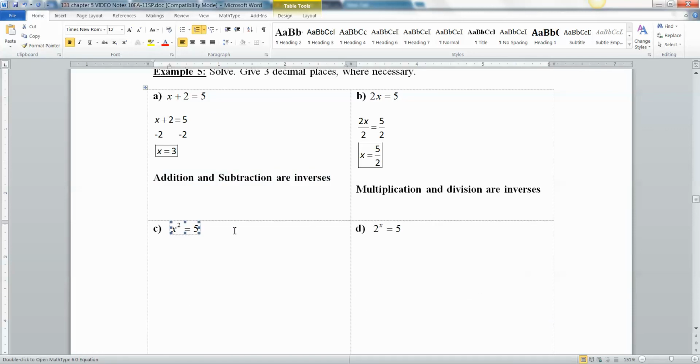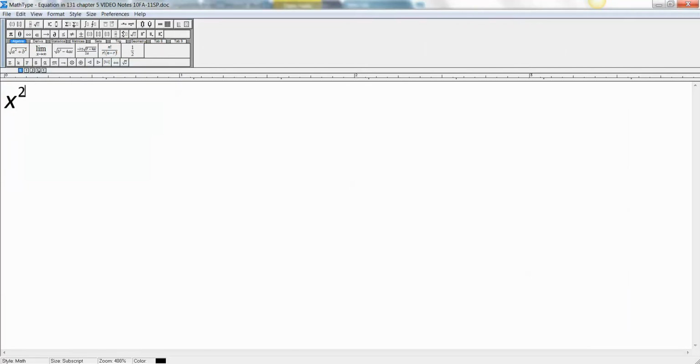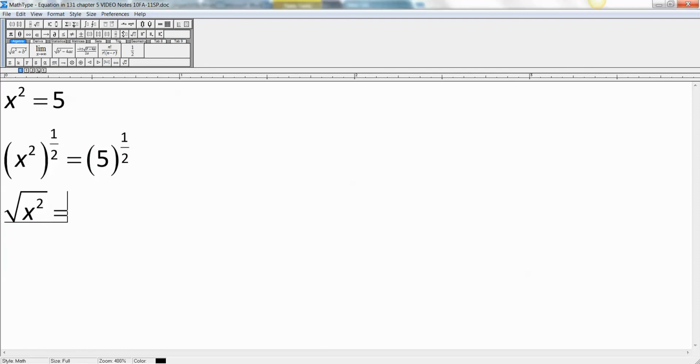But then we've also picked up on a harder one, which is right here. When x is squared, we learned this in sections 4.1 and 4.2. So if you have x squared equal to 5, to get x by itself, I'll raise both sides to the 1/2 power, or in other words, take the square root of both sides. It's the same thing, remember? You could think of it as the root. It's the square root of x squared is equal to the square root of 5.